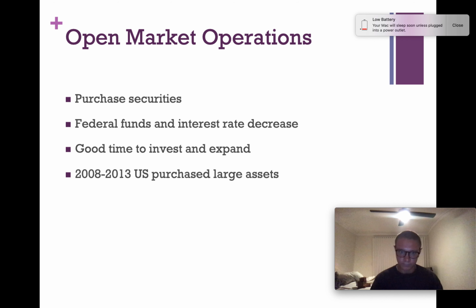After the 2008 financial crisis, between 2008 and 2013, the US tried this tool, purchasing hundreds of billions of dollars worth of large assets in order to help the situation and lower the interest rates. It did work to an extent, but because the damage was already so deep, it wasn't too effective.